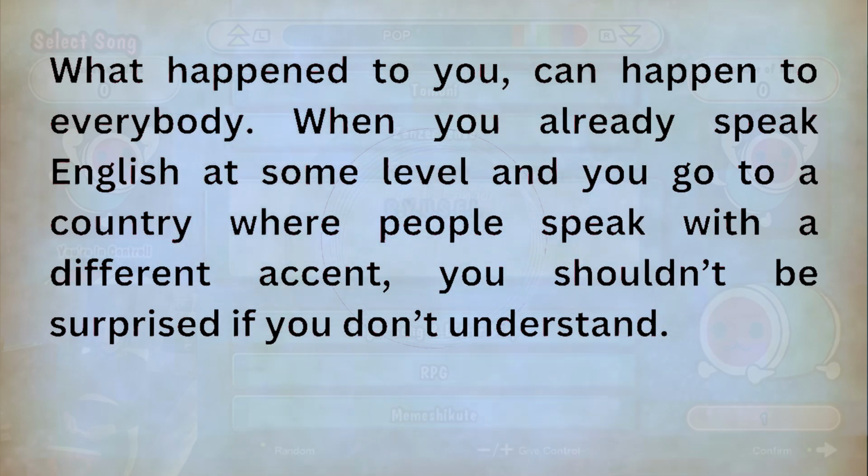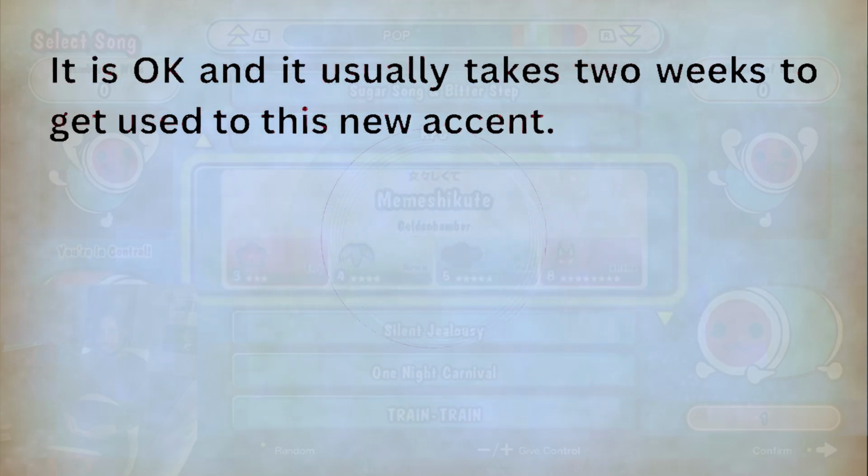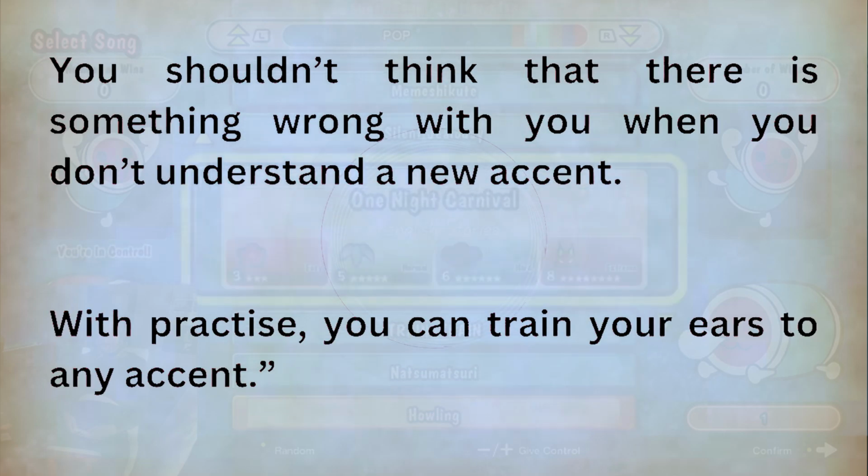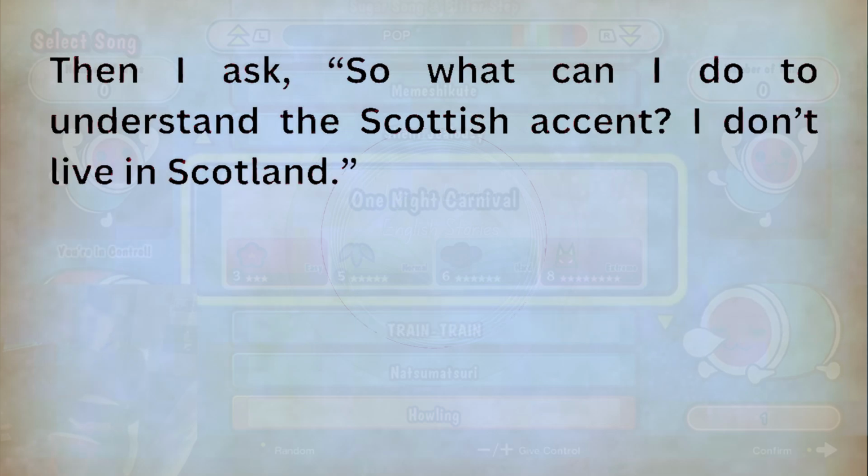When you already speak English at some level and you go to a country where people speak with a different accent, you shouldn't be surprised if you don't understand. It is okay, and it usually takes 2 weeks to get used to this new accent. You shouldn't think that there is something wrong with you when you don't understand a new accent. With practice, you can train your ears to any accent. Then I ask, so what can I do to understand the Scottish accent? I don't live in Scotland.